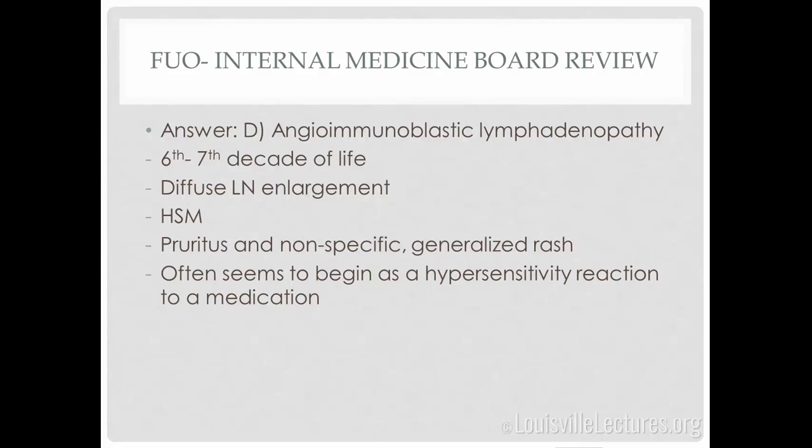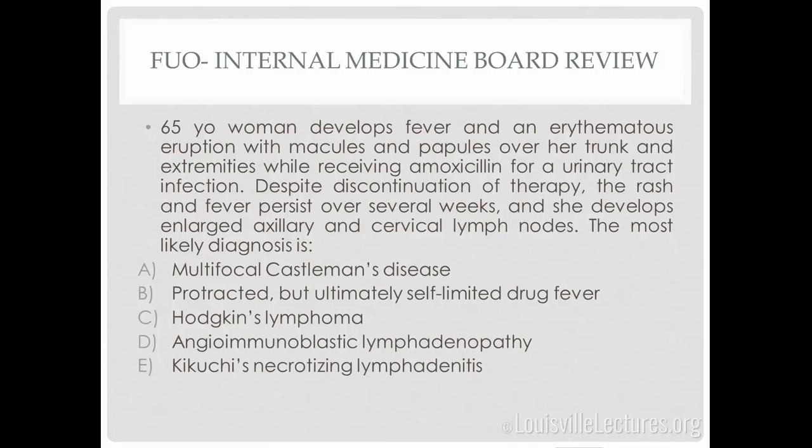They sometimes like to ask this on ID boards. So this is an entity that happens around the 6th or 7th decade of life, and you have diffuse lymph node enlargement with some hepatosplenomegaly, and you can have a rash. And unfortunately, a lot of times it seems to begin as a hypersensitivity reaction to a medication. So the key here is to note that it's not a drug fever because we discontinued therapy, but the fever persists over several weeks.